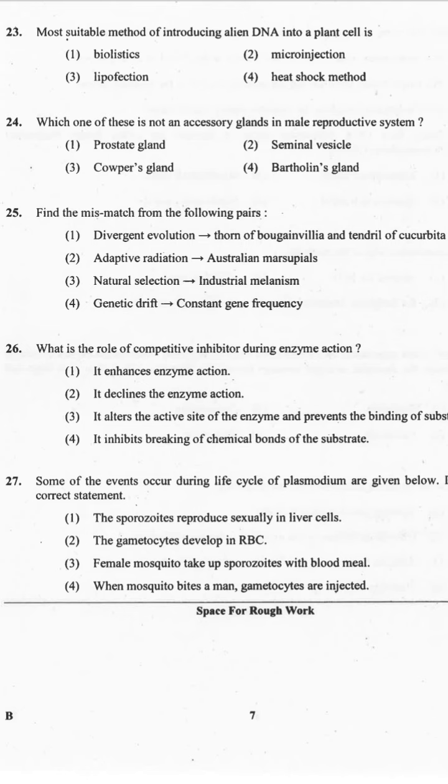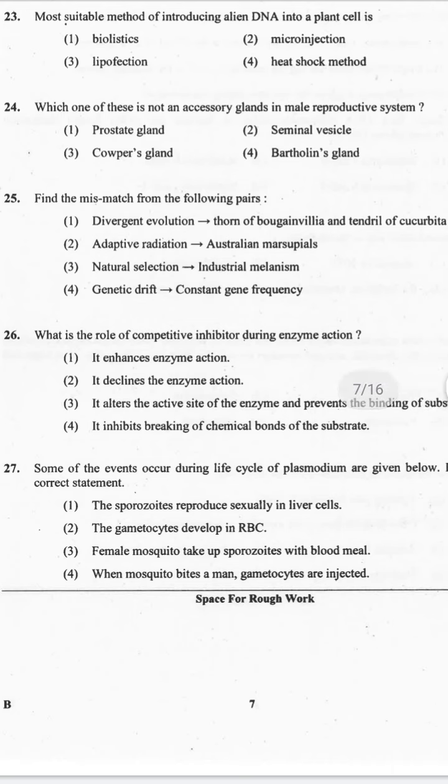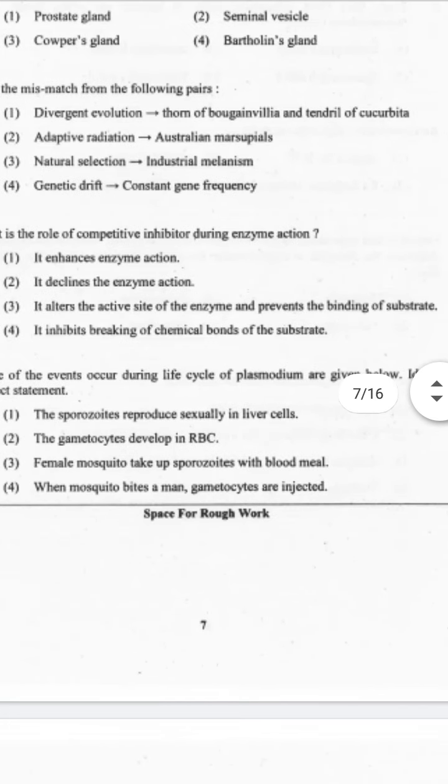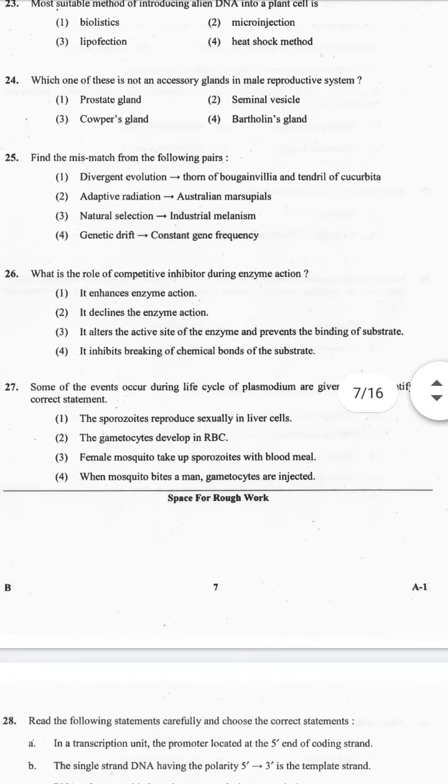Now, question number 26. What is the role of a competitive inhibitor during an enzyme reaction? 1. It enhances the enzyme reaction. 2. It declines the enzyme action. 3. It alters the active site of the enzyme and prevents the binding of substrate. 4. It inhibits breaking of chemical bonds of the substrate. And the correct answer for the 26th question is option 2.